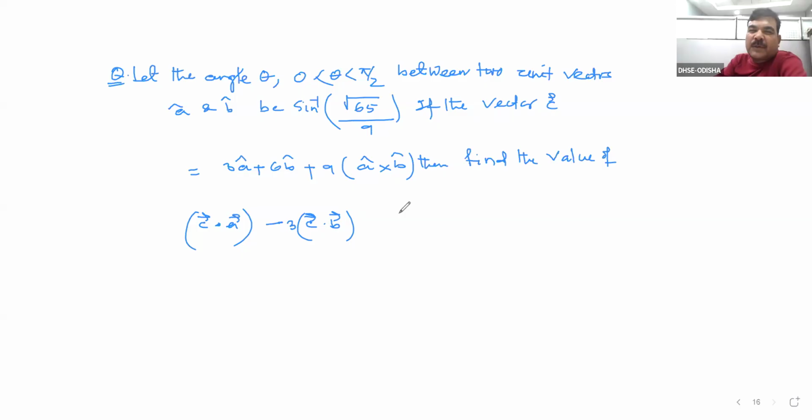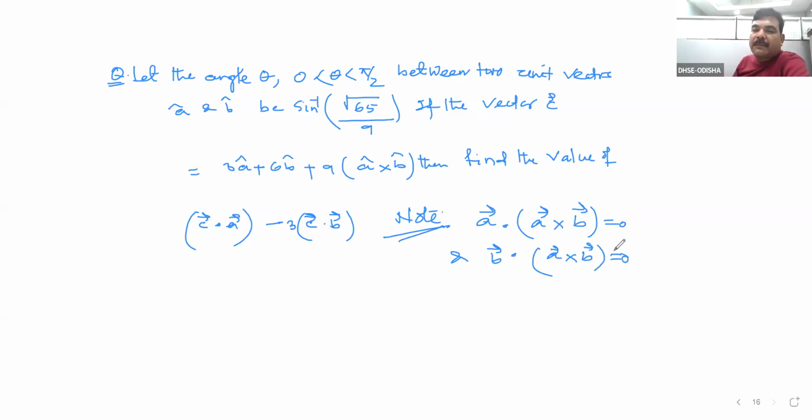Here you will use a note point. You can use in this question A dot A cross B is equal to 0. You know, A cross B is perpendicular to the plane containing A and B. So the angle between A and A cross B is 90 degrees. So A dot A cross B is equal to 0, and B dot A cross B is equal to 0.